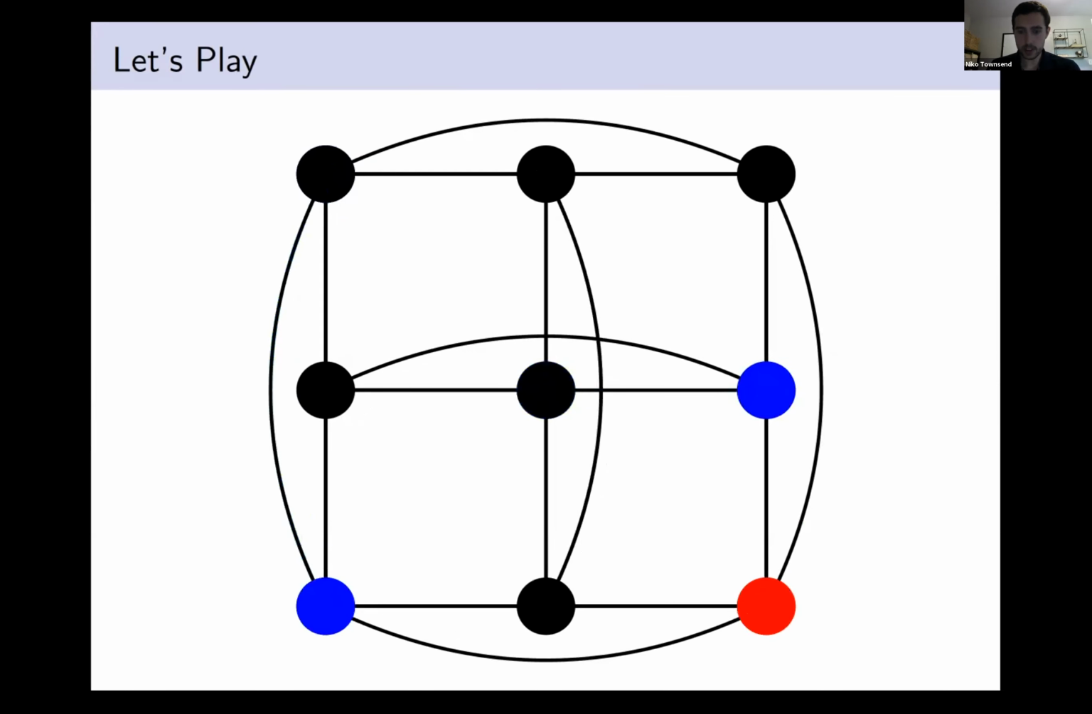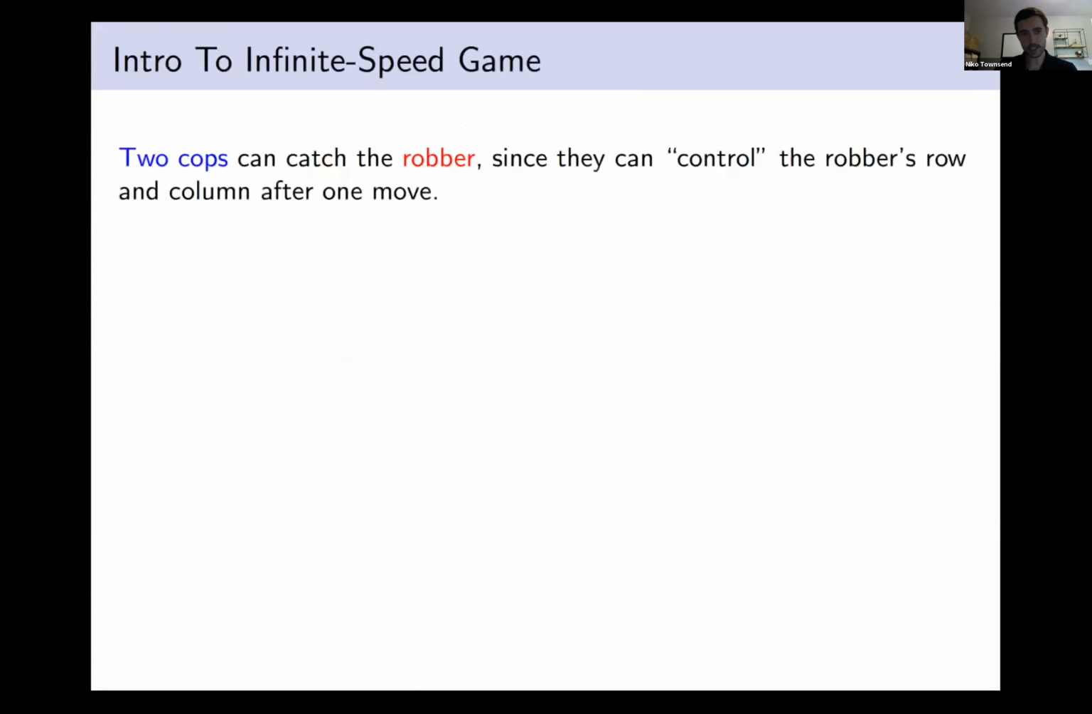Now the robber can move, so maybe he chooses this edge to move along. You'll notice now that the cop in the bottom row is right next to the robber, so he can move over and capture the robber while the other cop stays put. Two cops can catch the robber here. It turns out that no matter what the robber did, he was doomed on the next turn. Two cops can catch the robber since they can control the robber's row and column after one move on this particular graph.